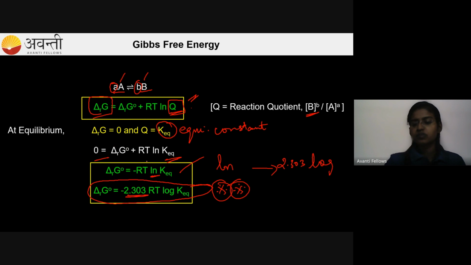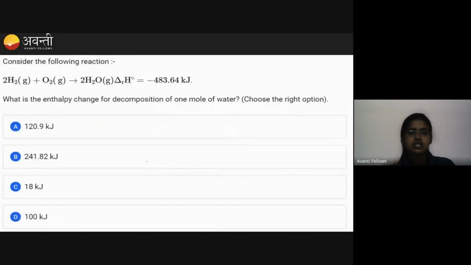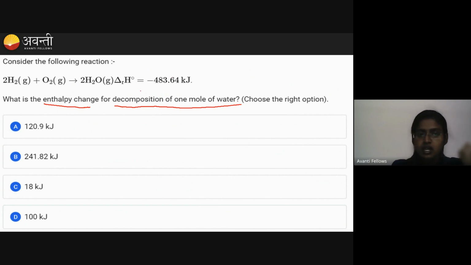Yes. Good. So the first question is here. Consider the following reaction. What is the enthalpy change for decomposition of 1 mole of water? So here you see hydrogen is reacting with oxygen to produce water. But we are asked to find out the enthalpy change for decomposition of 1 mole. Decomposition means H2O is breaking down into H2 and O2, meaning H2O has to come to the reactant side. So let me reverse this equation.